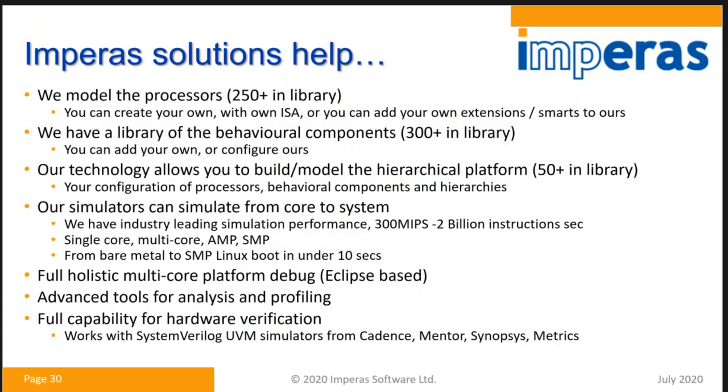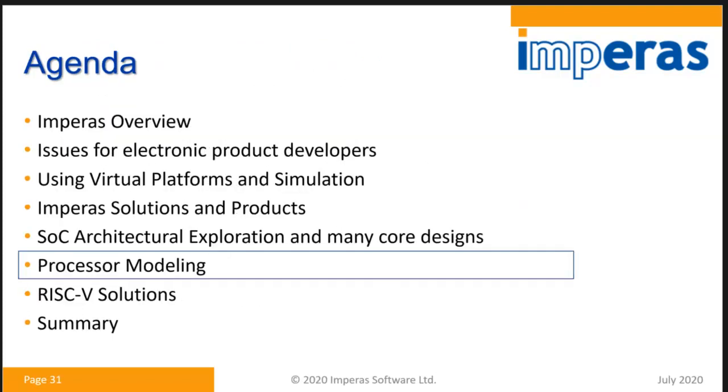So we help in terms of solutions. We've got models of pretty much every processor that's standard out there. You can build your own or extend them. We've got a library of all these behavioral components, so you can add your own. You can build your platforms from it, and then we can simulate them at extremely high speed with an Eclipse-based multi-core debugger. You've got complete visibility, and you can see inside the platform as well as the software. And then on top of that, we layer on advanced tools, and we actually have a whole solution for hardware verification, working with the major EDA simulation vendors there.